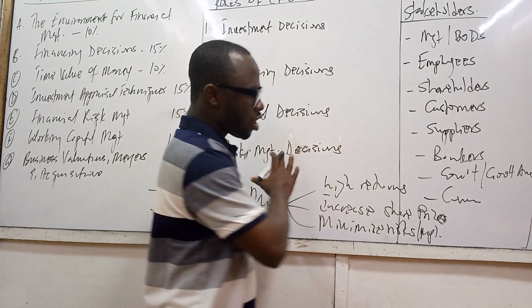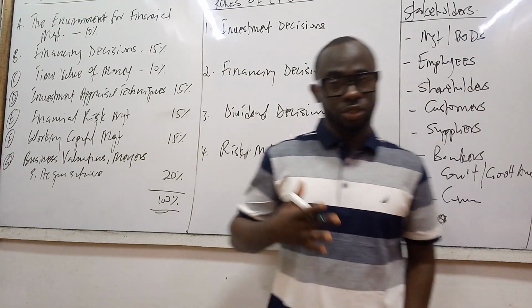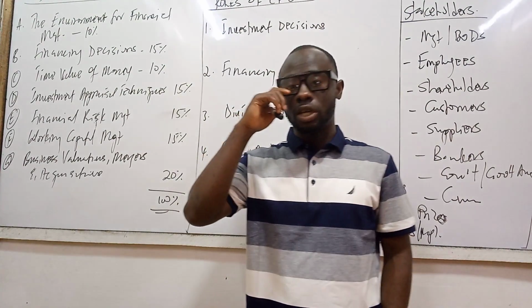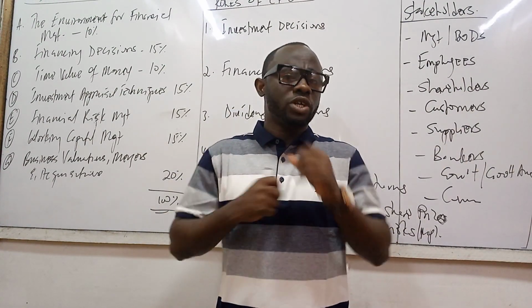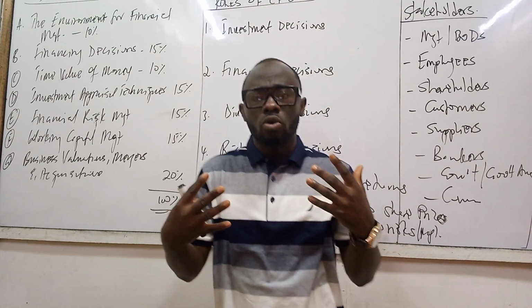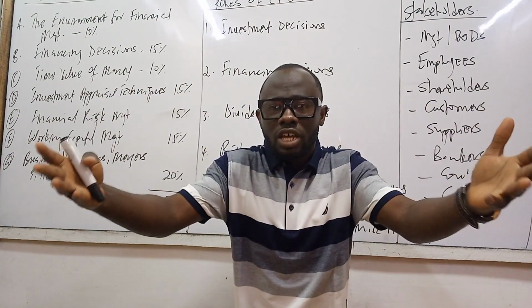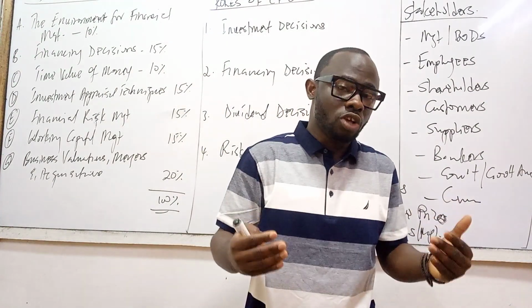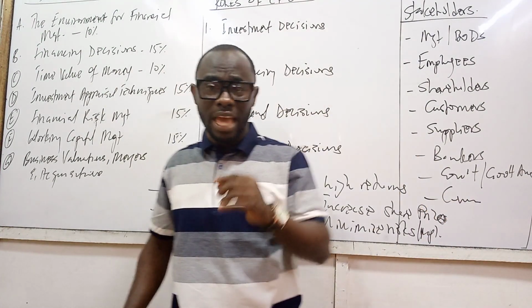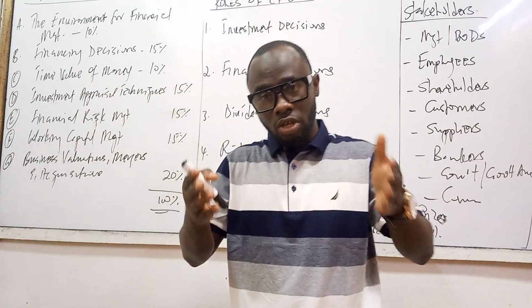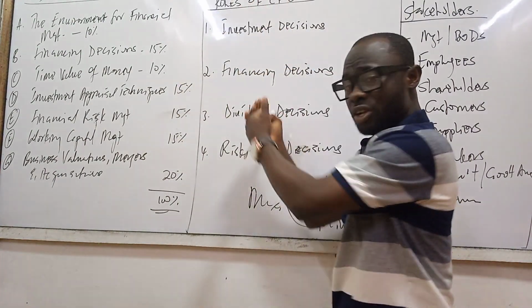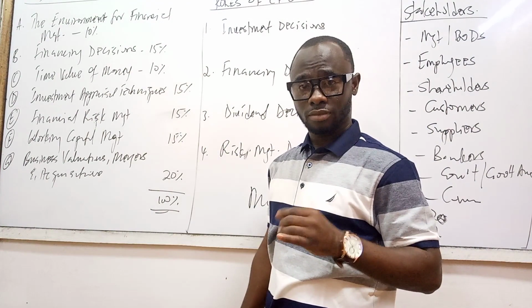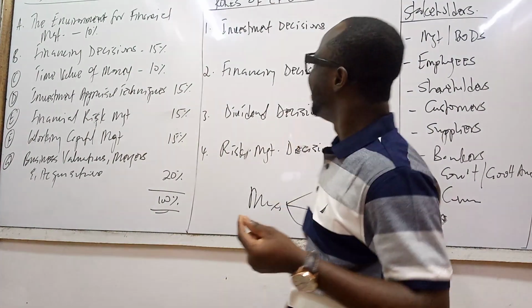So having understood the stakeholders of an organization and what the organization's goal is, the big question we ask ourselves is, okay, how can the CFO, the Chief Finance Officer, assist the company in order to achieve the company's objective? This is where the subject financial management comes in. You got it? So let's go.